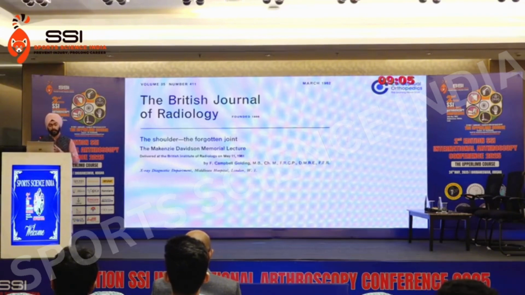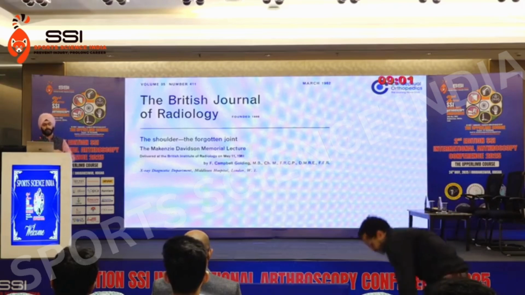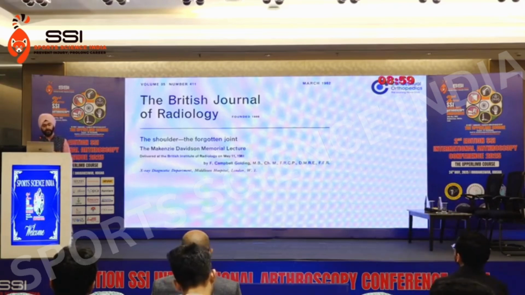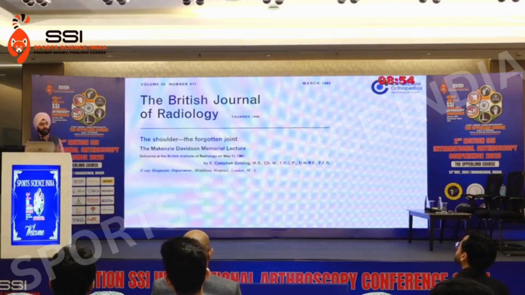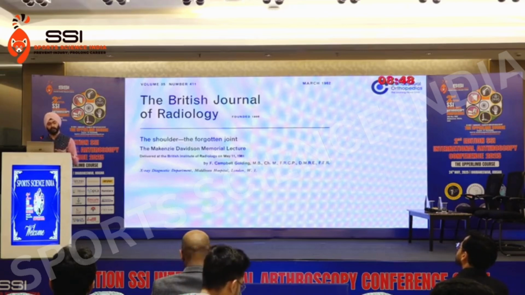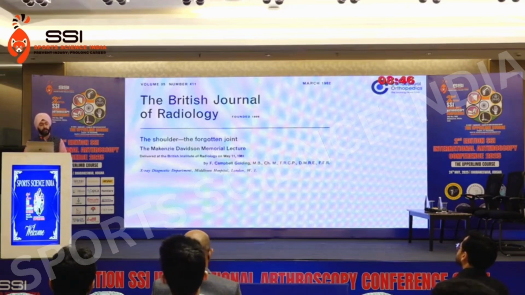Way back in 1962, a paper in the British Journal of Radiology said that the shoulder is the forgotten joint. Why is it a forgotten joint? Because we don't order our X-rays properly for this, and we very commonly miss some subtle hints which we can find about the pathology on the X-rays.